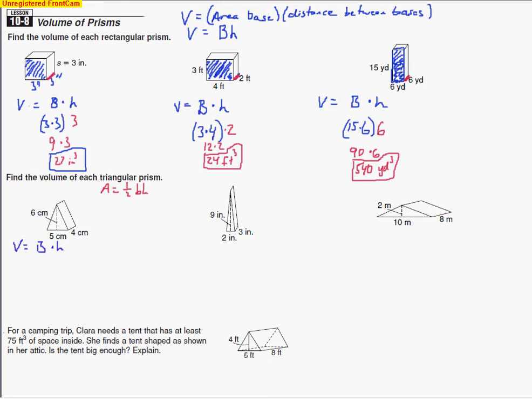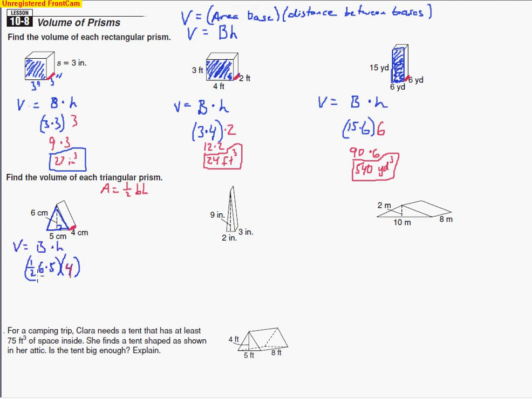So when we set this one up, we're going to start with this portion right here. We're going to find the area of this. So this is going to be 6 times 5. Now there's a right angle symbol right here, so it's 1/2 times 6 times 5. So we'll find that area first, and then we'll multiply by the height, which is the distance between the two bases, 4. Now how did I get that number? Well, it's the distance between the two bases right there, and that's where that number comes from.